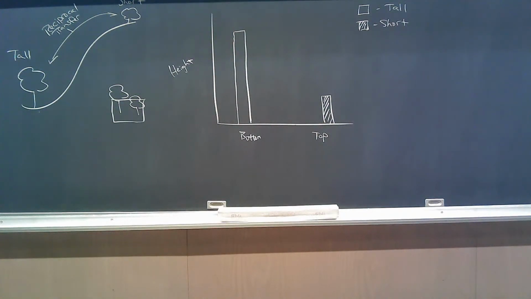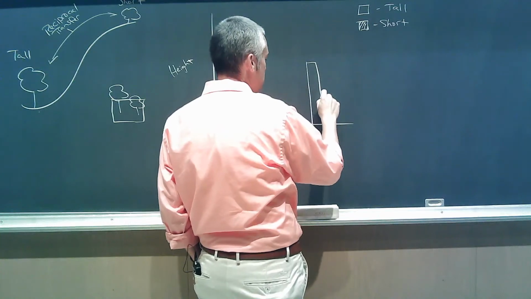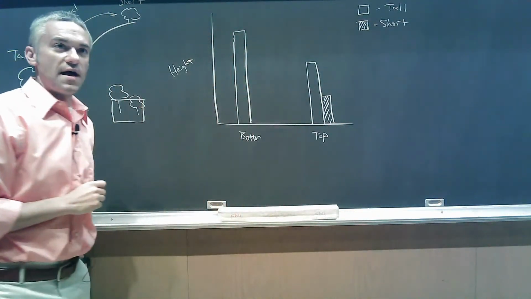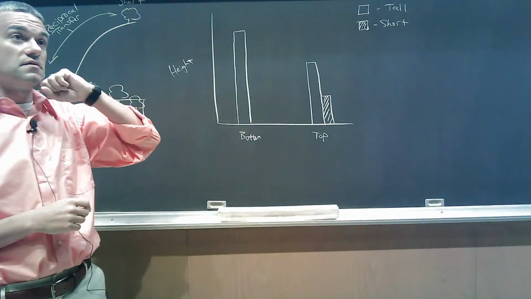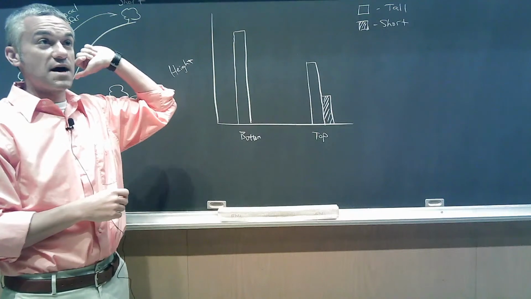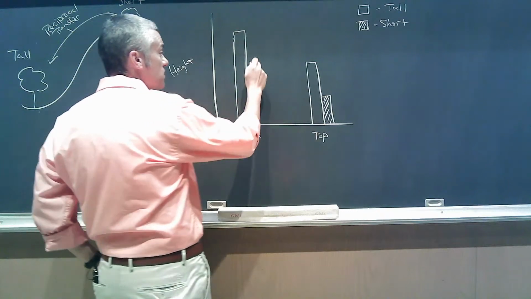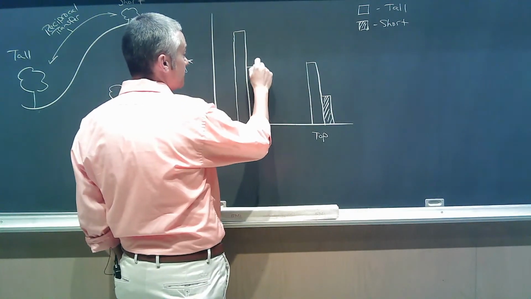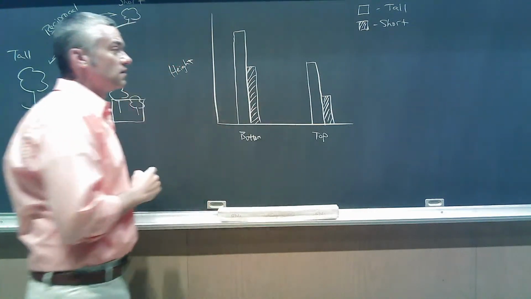What happens when we grow them in the opposite environment? Well, let's say our tall plant, we grow it up at the top. What we might see is something like this. Our tall plant is still tall, at least taller than a short, but it's not as tall as if it was grown at the bottom of the hill. If we did our short plant and grew it at the bottom, we could see that our short plant then maybe grew taller. But again, not as tall as our tall plants.